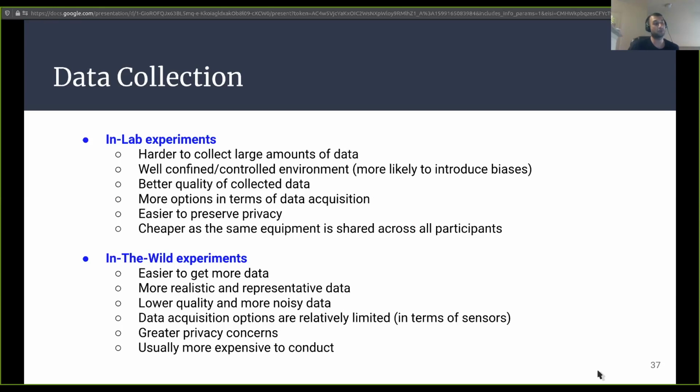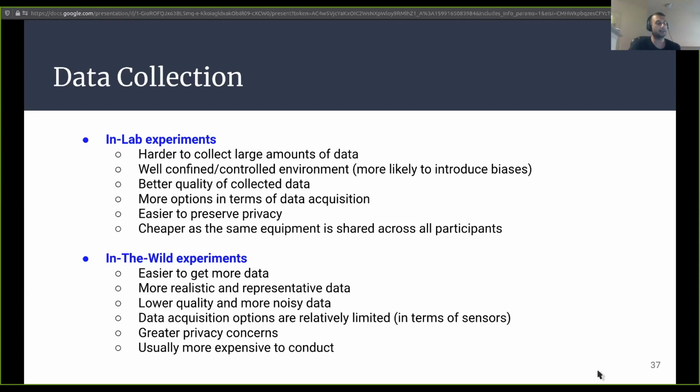However, doing experiments in the wild is usually easier to get more data because users can just provide you their data while involved in their daily routines. And the data you collect are more representative of their actual daily livings, which in some cases is very important. However, they are at the same time very noisy. There are a lot of missing values. Users don't get involved in the task. So this is a big trade-off.